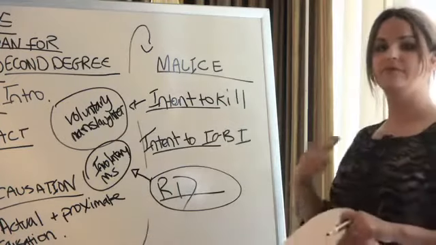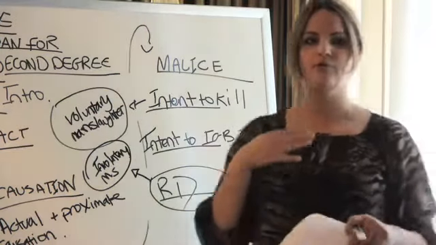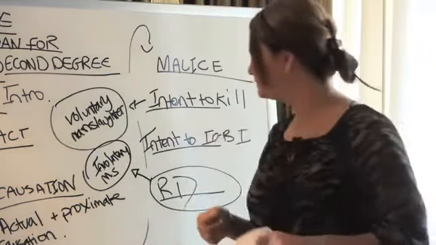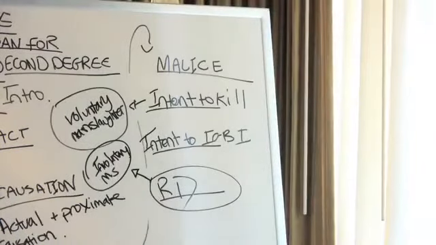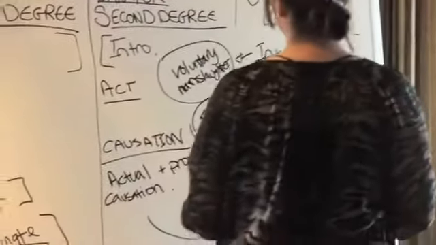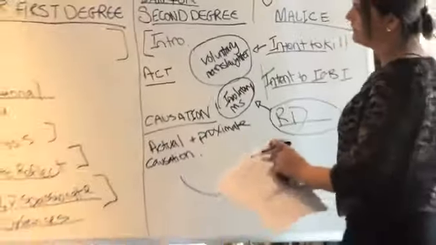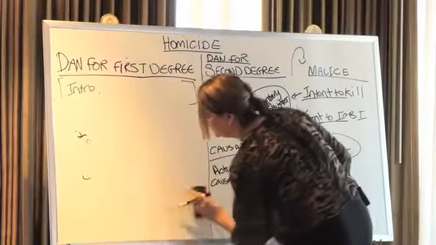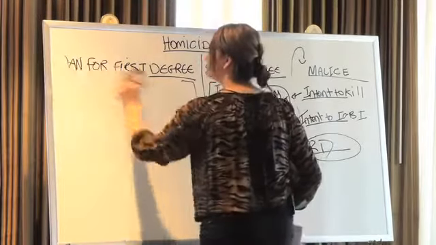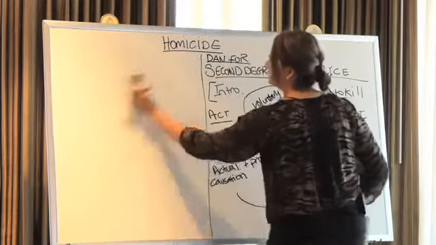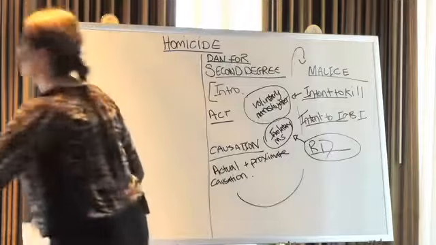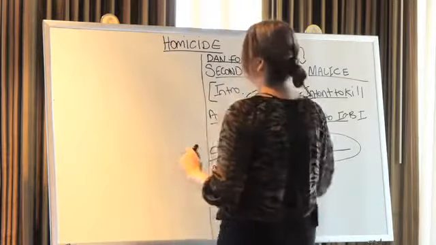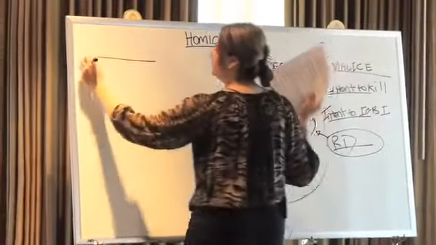Now, what if we have a felony murder? Felony murder is the fourth type of malice. And I'm going to erase the first-degree murder part so I can go into how you would approach felony murder. Now you're on second degree, again, second degree common law murder. You're in the area of malice.